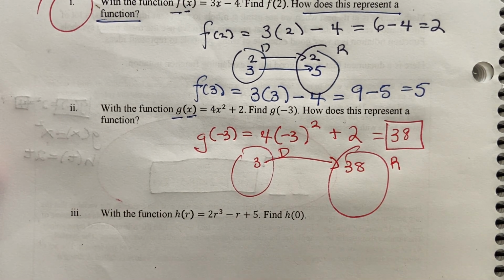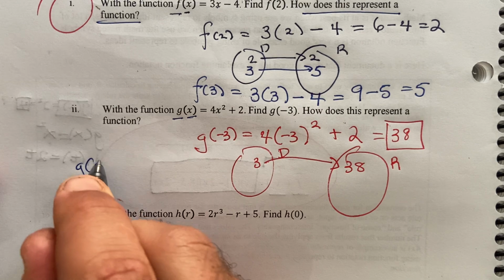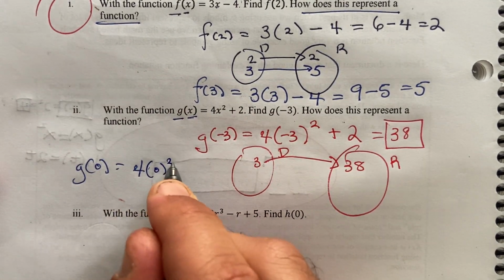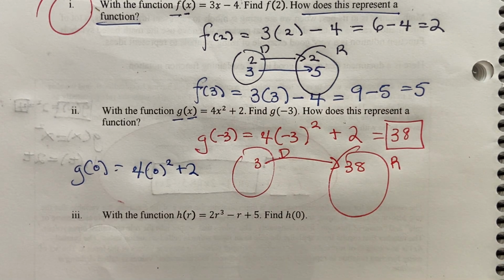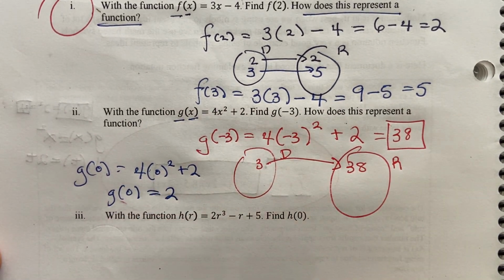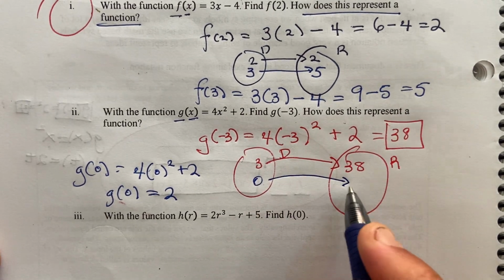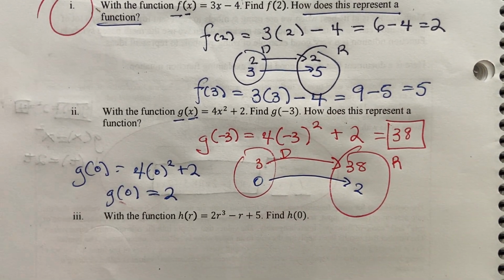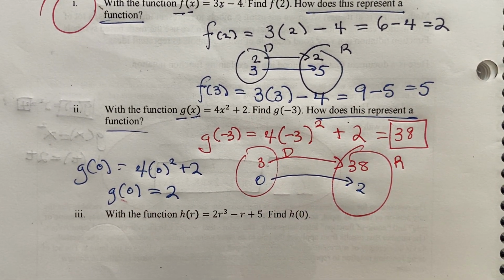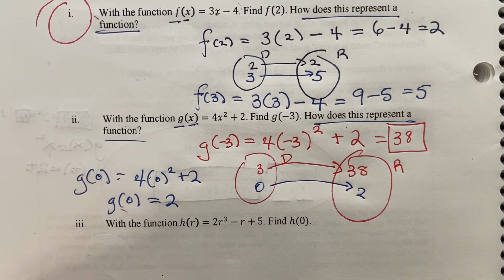We're not being asked to find something else, but what if I wanted g of 0? We'd have 4 times 0 squared plus 2. So we'd have g of 0 equals 2. So in other words, 0 would go to 2. That's how this represents a function, because each input goes exactly to one output.